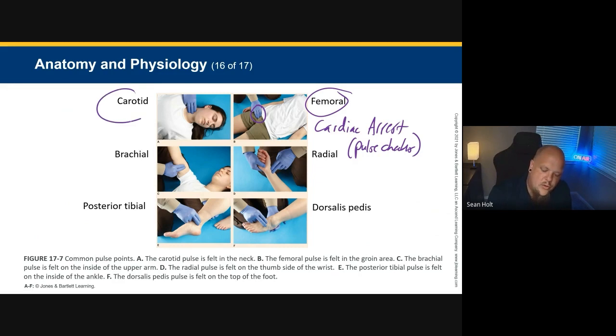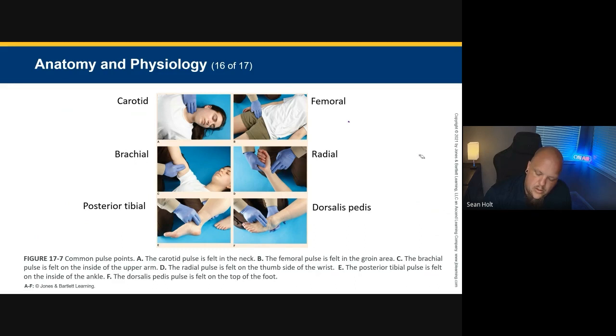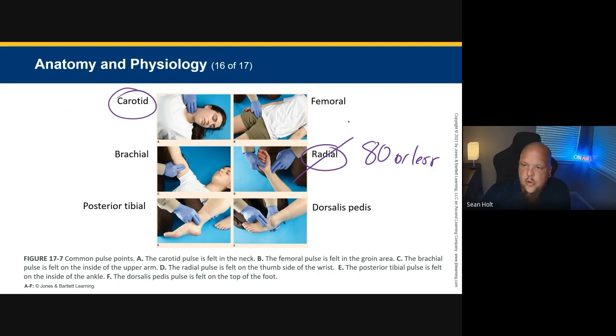The other one that we can use in cardiac arrest is the carotid pulse in the neck, okay? Or if we can't feel a radial pulse, we can go to the carotid pulse, right? And remember, if our blood pressure is 80 or less, we may not even feel that radial pulse, okay? So that's when we go to the carotid and we're like, hey, I hope we feel a carotid, otherwise we're going to be doing CPR, right?